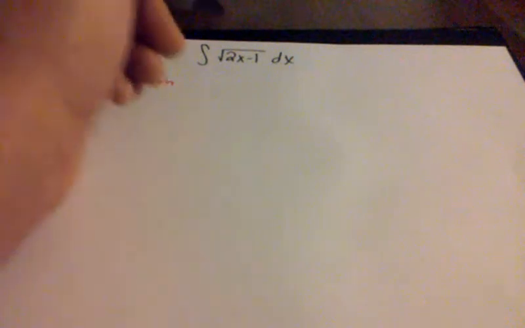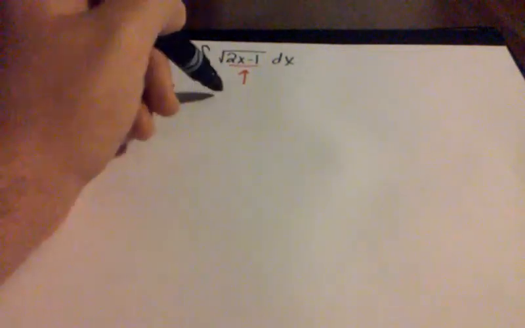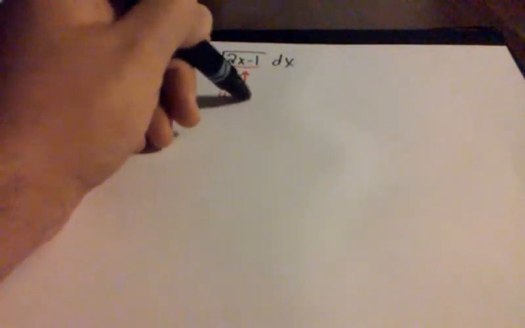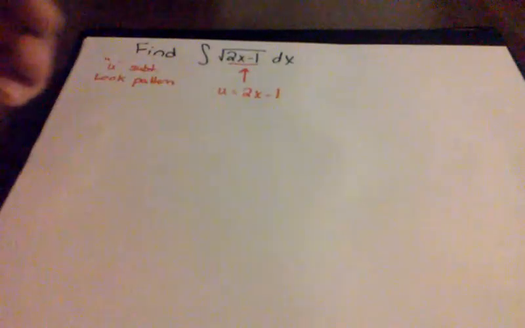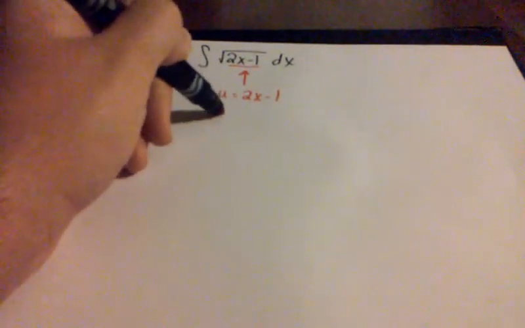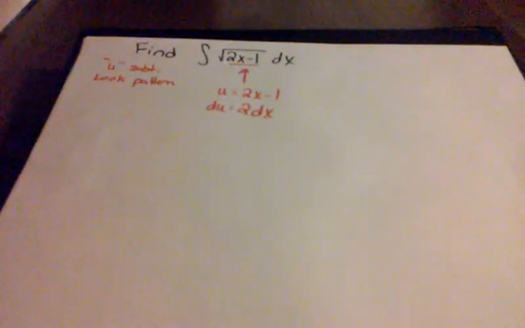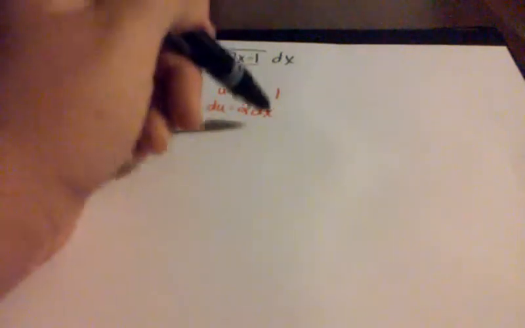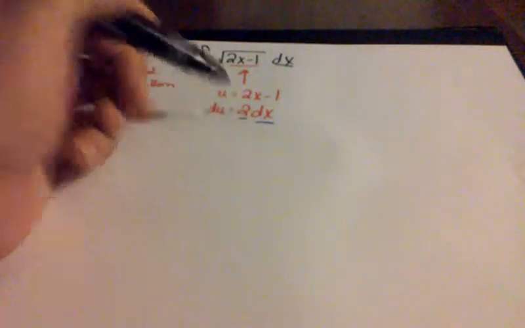Well, I noticed that the only thing I have is what's underneath the square root, which in this case is 2x minus 1. So I'm going to let 2x minus 1 be u. When I do that, if I take the derivative of u, that would give me 2 dx. Now notice that I do have the dx in the original integral. However, I don't have this 2.